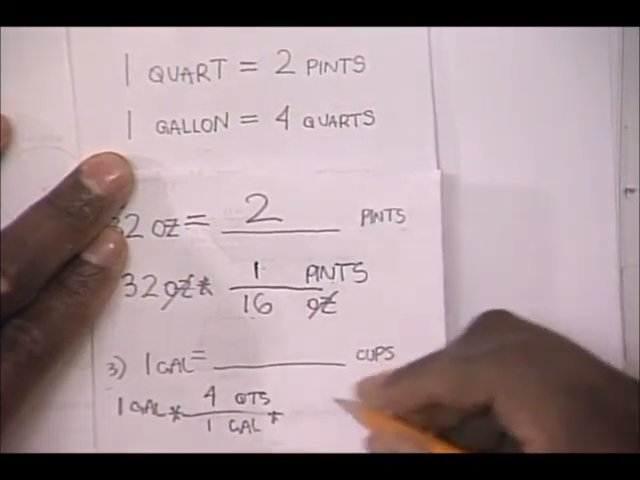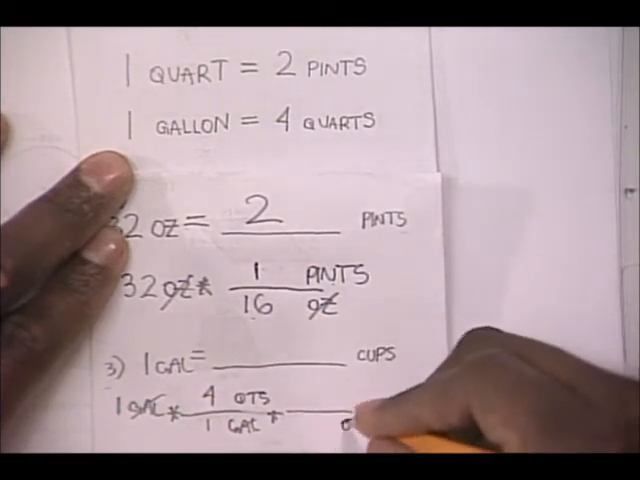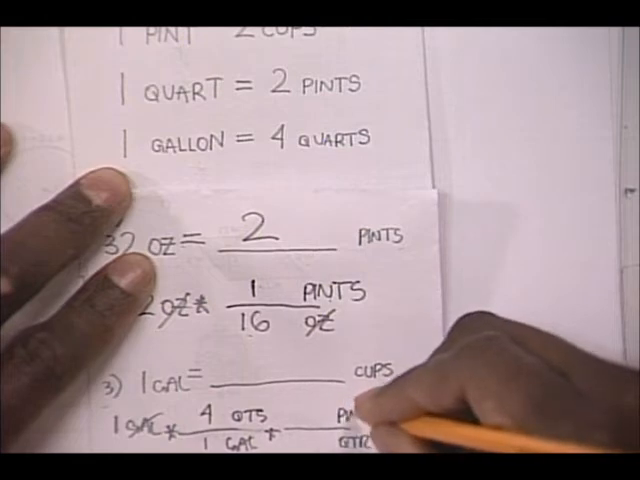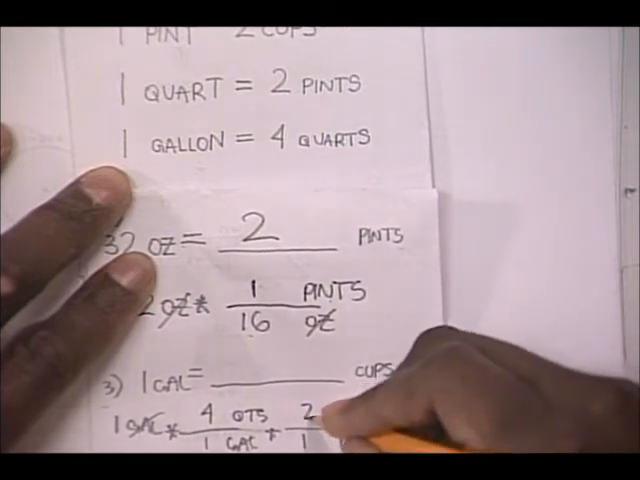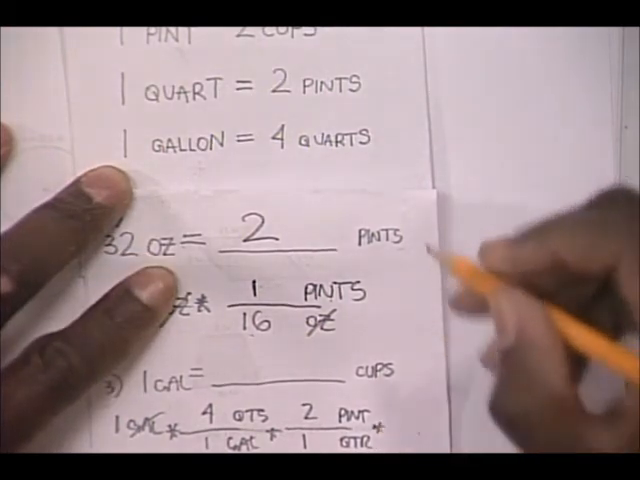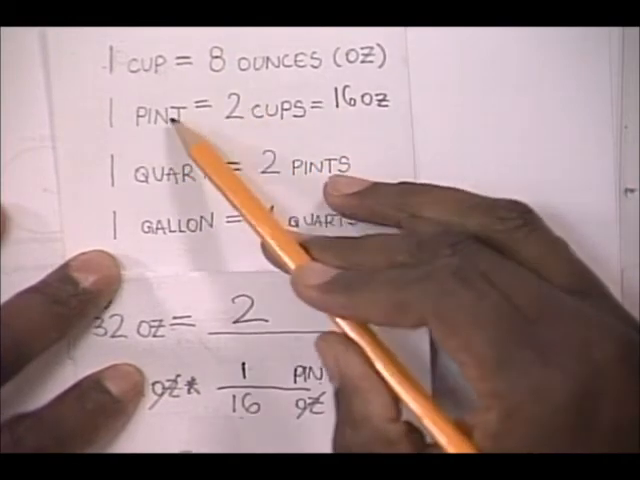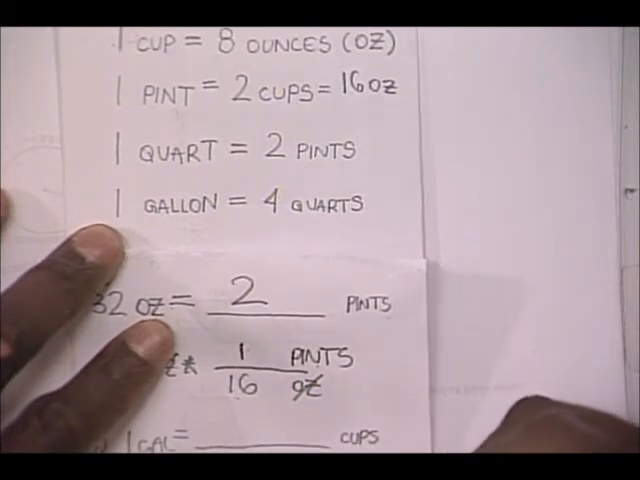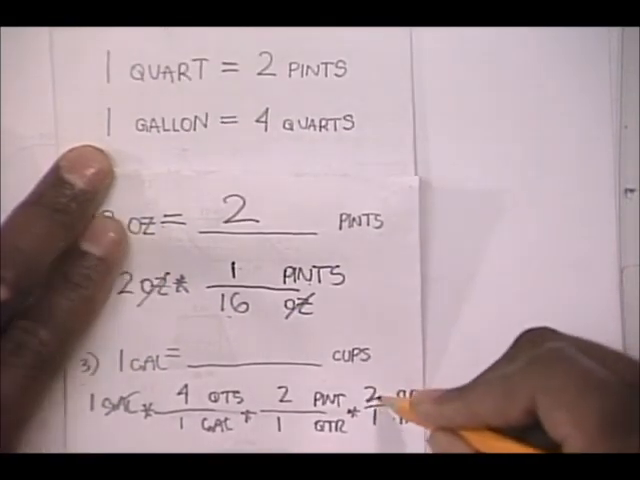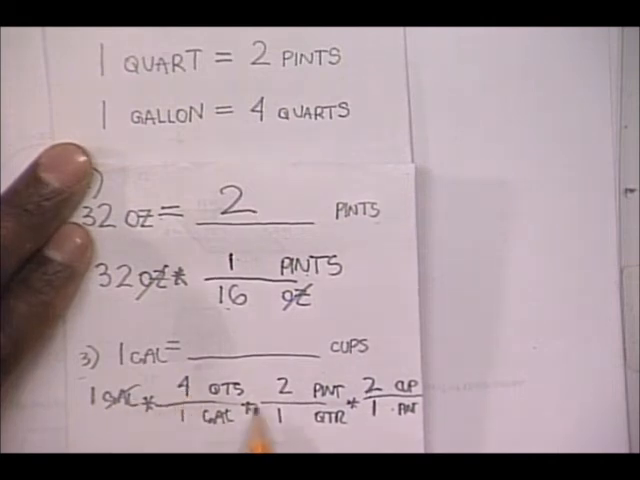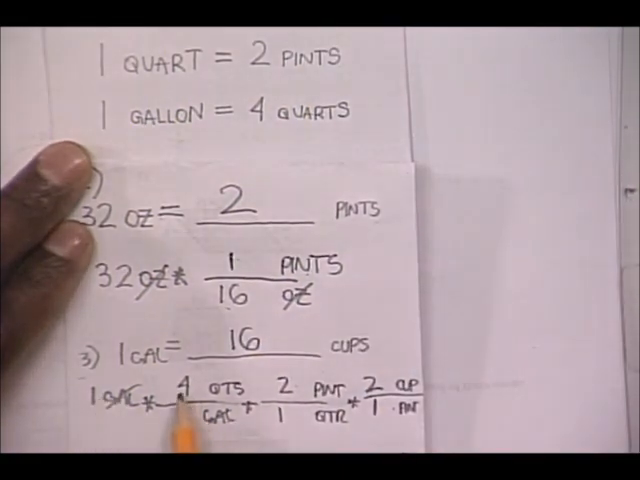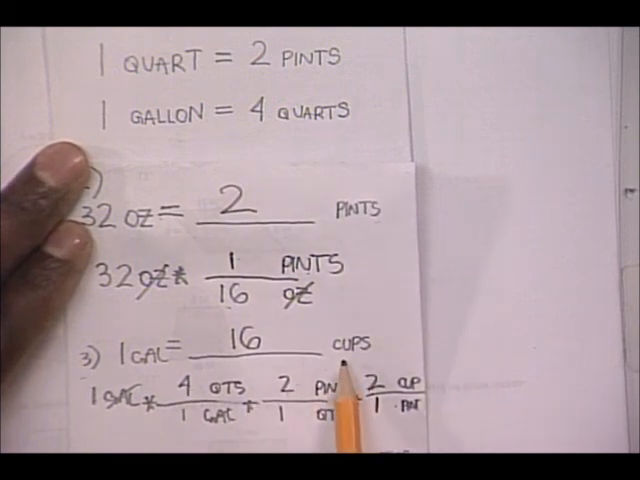And now I want cups. So I'm going to put quarts here, and the gallons cancel. I know the conversion factor between quarts and pints, so I put pints here. We know that 1 quart is 2 pints. And now I go from pints. I know that 1 pint is 2 cups. I'm going to put pints down here and cups here. 1 pint is the same thing as 2 cups. Oh, I'm sorry, I'm rushing. So now what we're going to do is multiply the tops. 1 times 4 times 2 times 2. That's 8 times 2, which is 16. 1 times 4 times 2 times 2, you get 16 cups. 1 gallon is 16 cups.